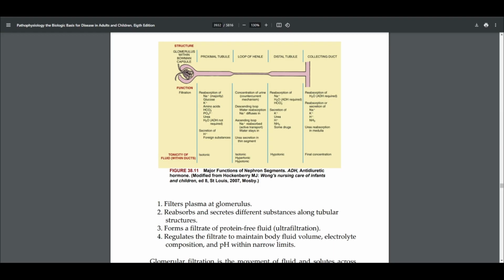And the collecting duct is the reabsorption of water. It also reabsorbs or secretes sodium, potassium, hydrogen, and NH3. Urea reabsorption in the medulla, the final concentration. So, quite interesting.